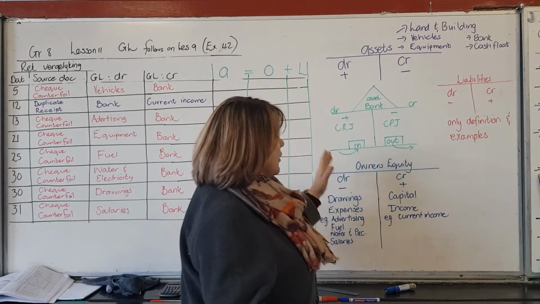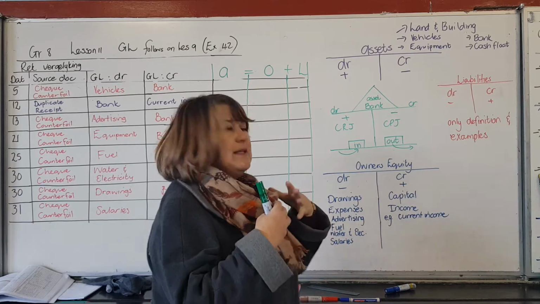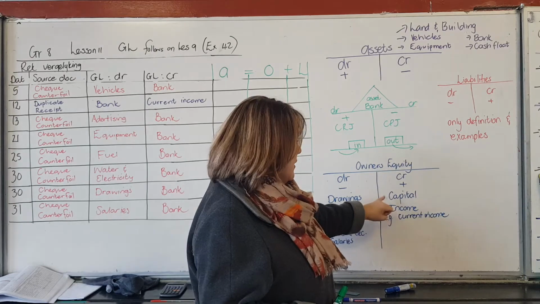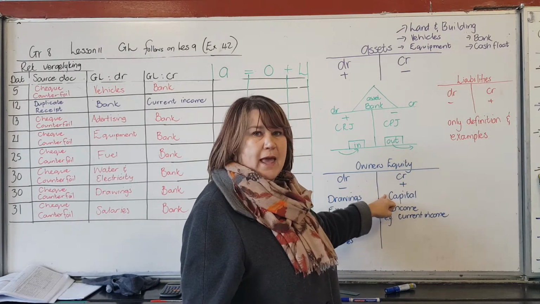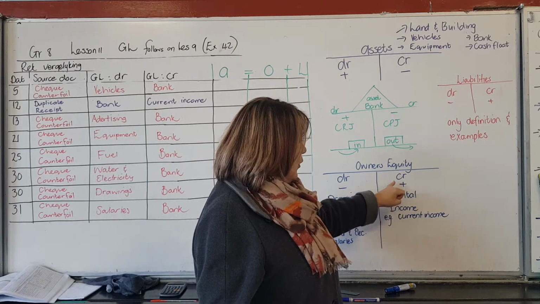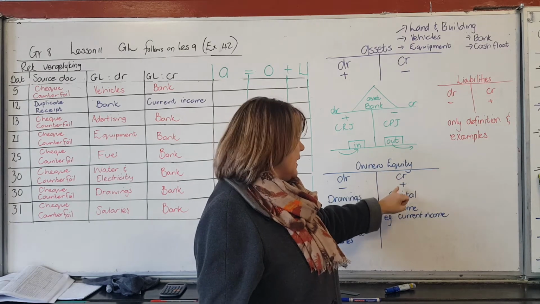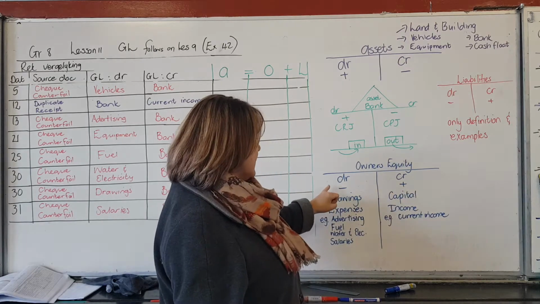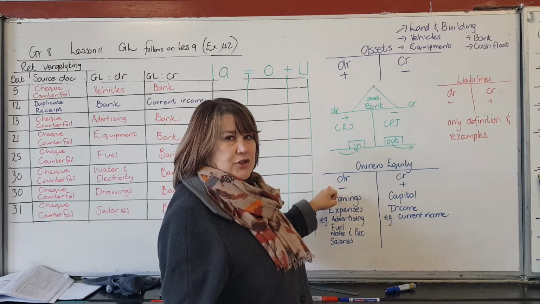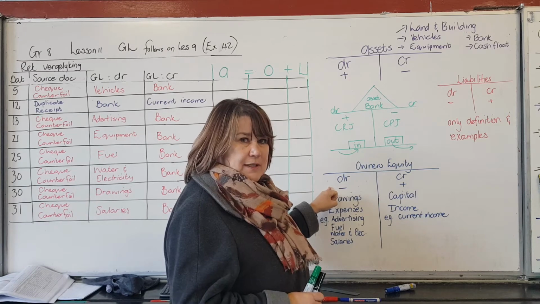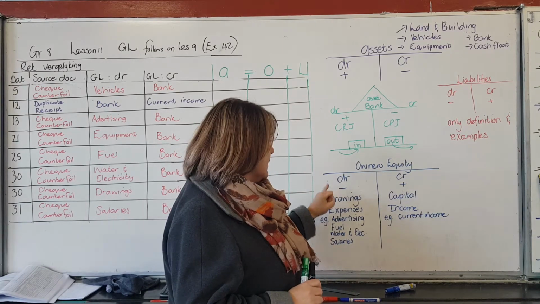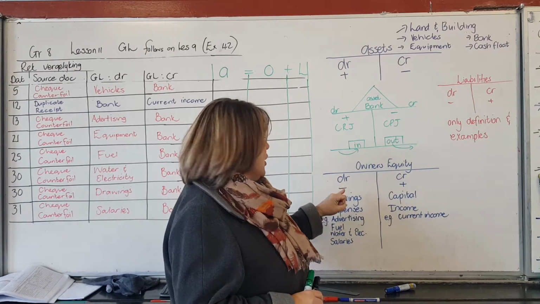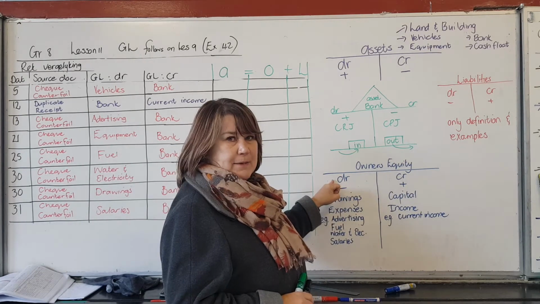Alright? And then your owner's equity. Owner's equity it's what belongs to the owner. So the owner initially started the business with capital. Capital will always be credited because it increases your owner's equity. Alright? And then we said, okay, the owner is also allowed to take money out of the business for personal use. That is drawings. So what happens then? Your owner's equity decreases, so drawings will always be debited.